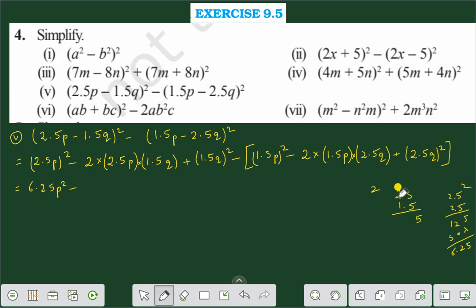5 into 5 is 25, 2... 5 plus 5 is 10, plus 2 is 12. 8 is 5 into 5, 202. And we are getting 5. 5 plus 2 is 7. 2 plus 1 is 3. And the point will be here, 3.75.